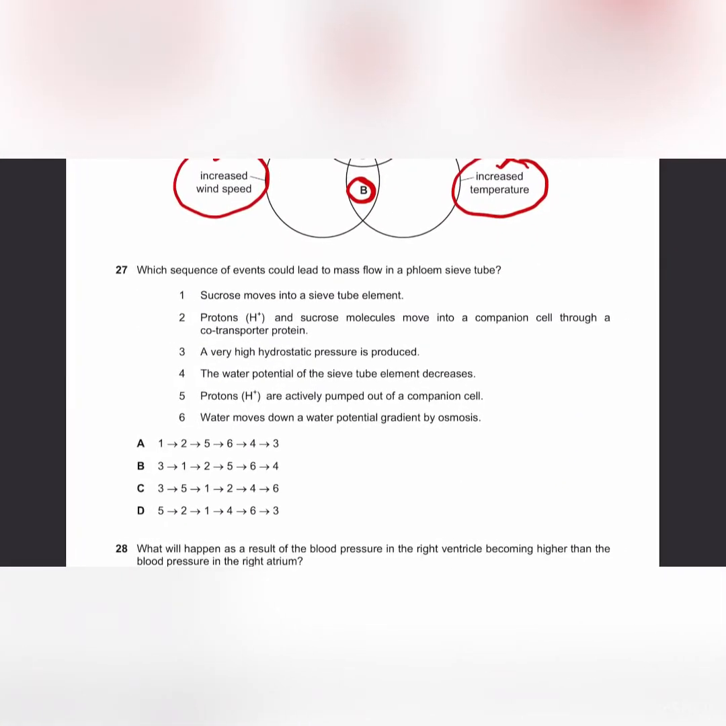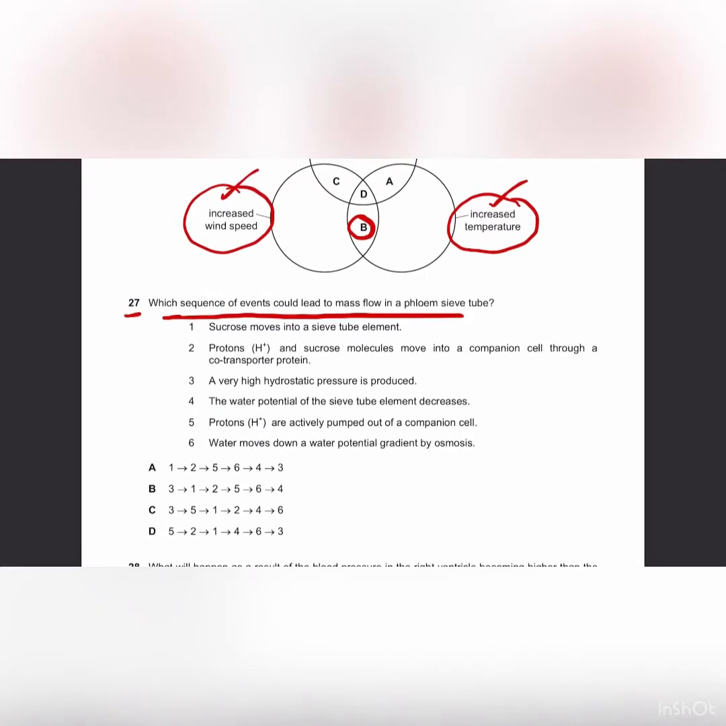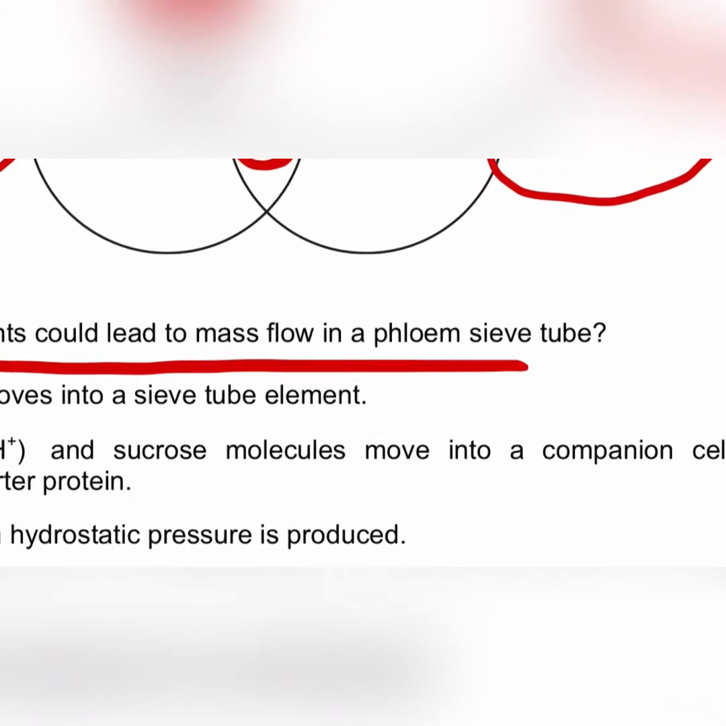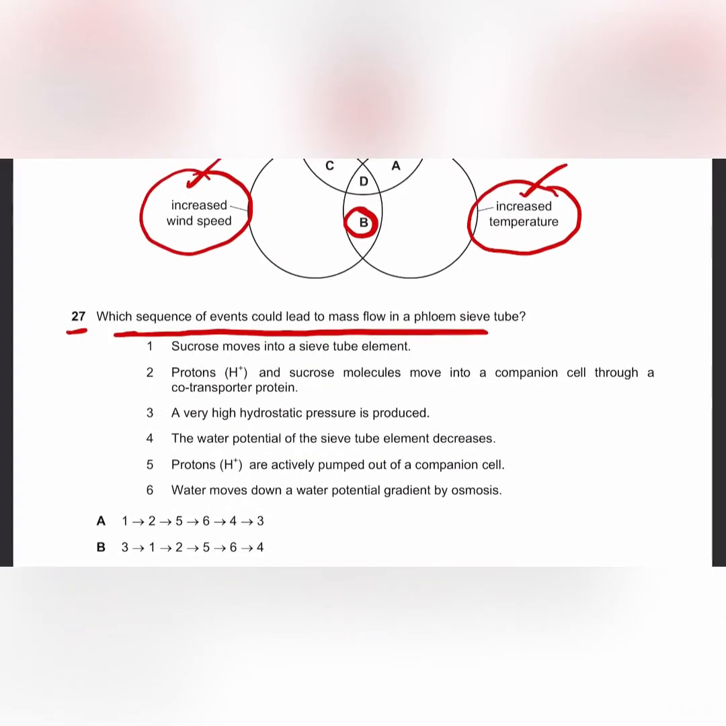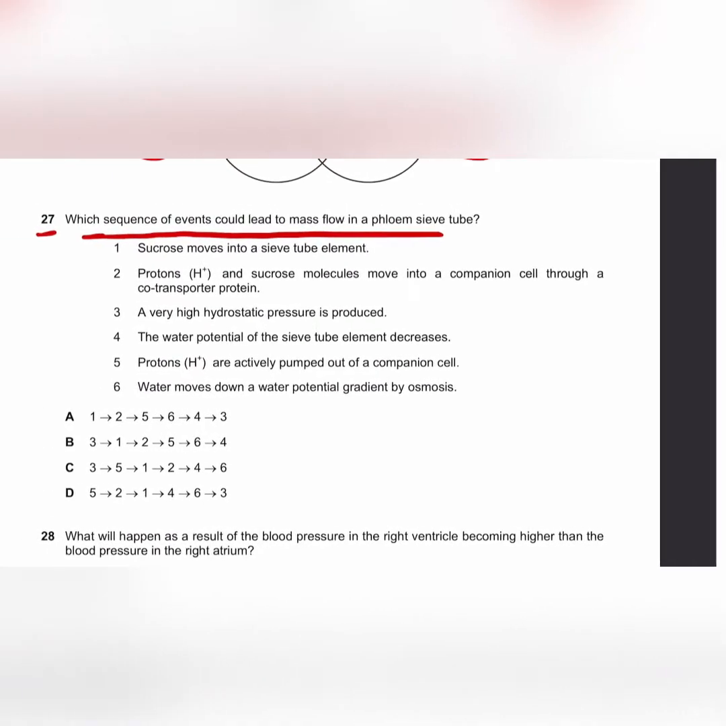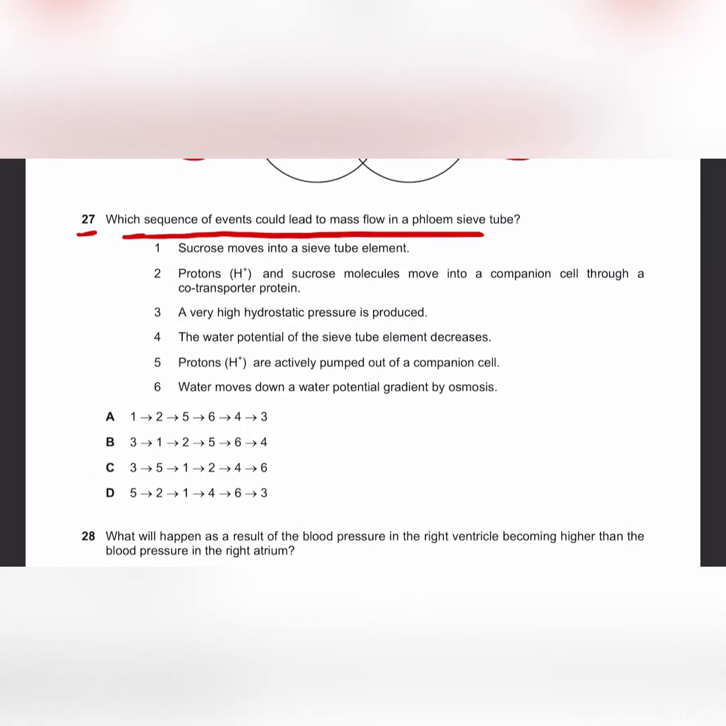MCQ number 27. Which sequence of events could lead to mass flow in phloem sieve tube? Okay. So we need to put these points in sequence in order for the mass flow to occur in the phloem sieve tube. Always remember this point, that for mass flow to occur in phloem sieve tube, there should be higher hydrostatic pressure in the sieve tube at the source and lower hydrostatic pressure in the sieve tube at the sink. So let's write these points in the sequence.